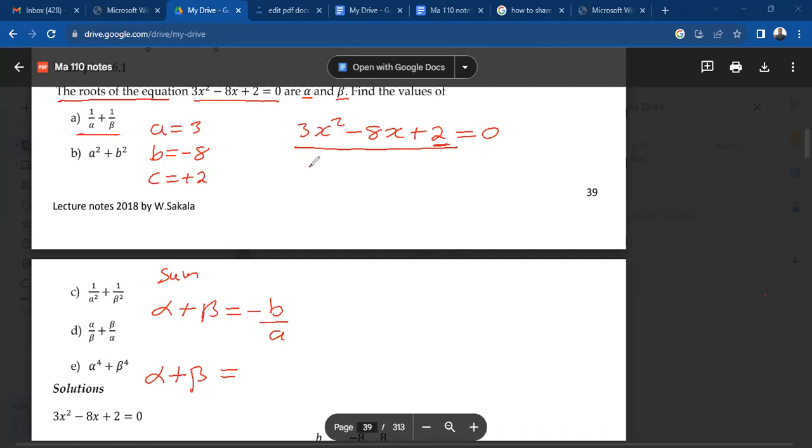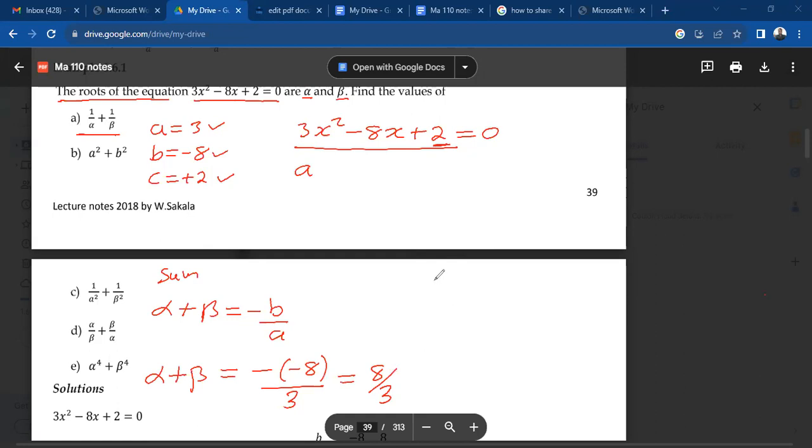We get a as 3, b as negative 8, and c as 2. So if we want the sum alpha plus beta, it's negative b, which is negative 8, over a, which is 3. So it means the sum is negative, negative, positive. So the sum is 8 over 3.